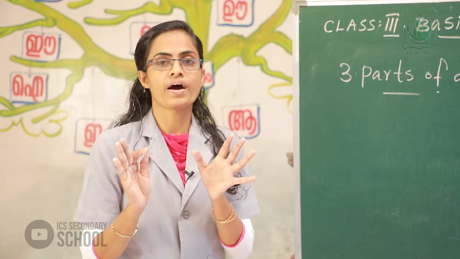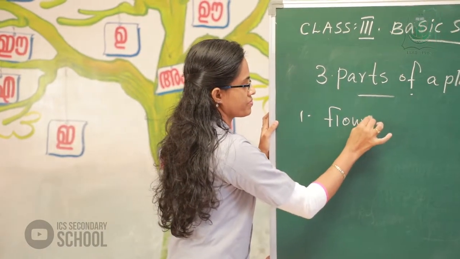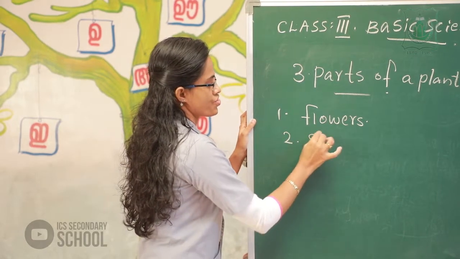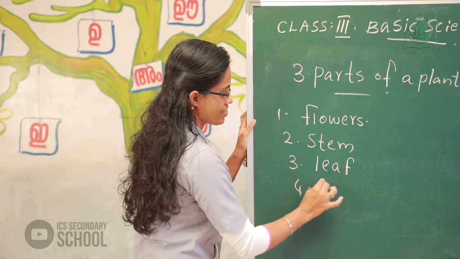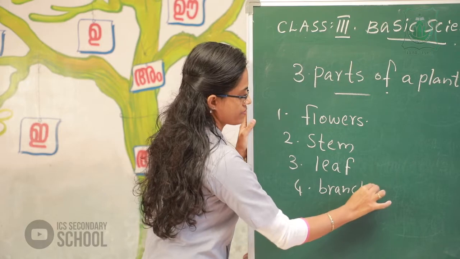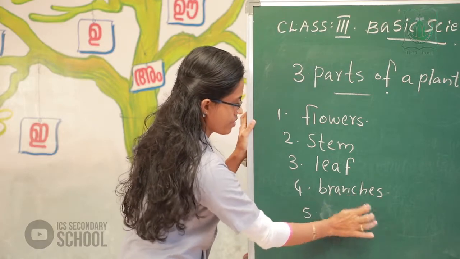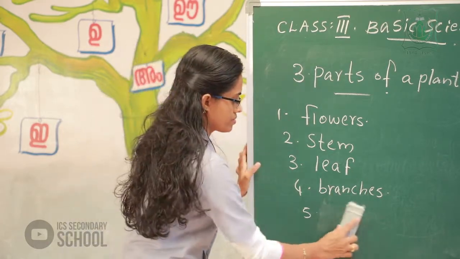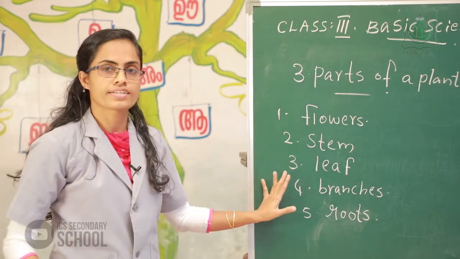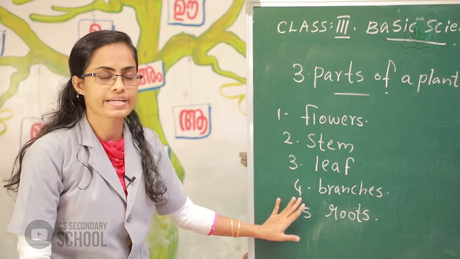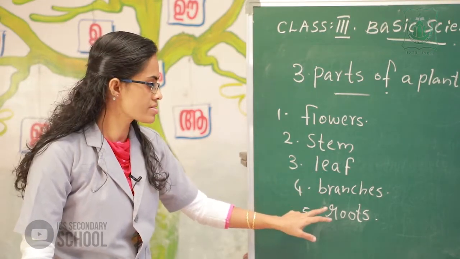The different parts of a plant are flowers, stem, leaf, branches and roots. These are the different parts of a plant: flowers, stem, leaf, branches and roots.